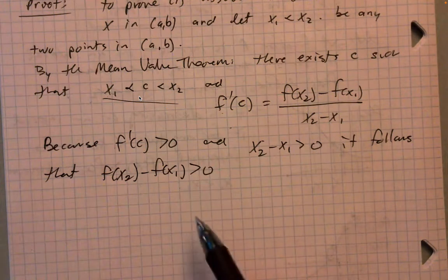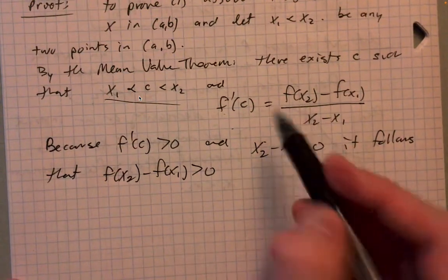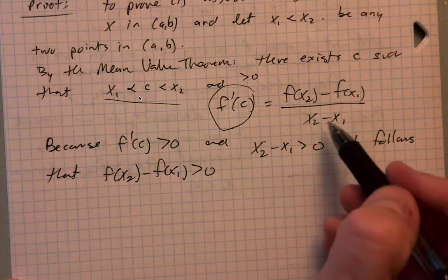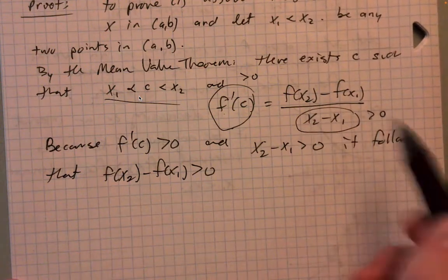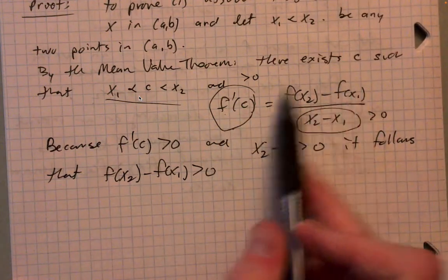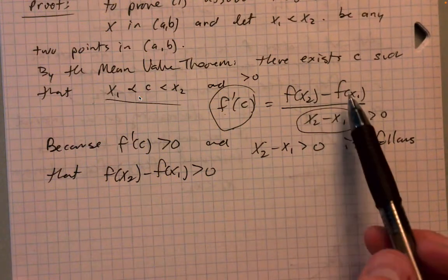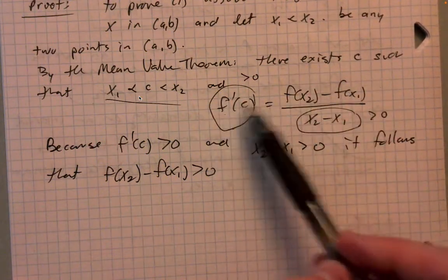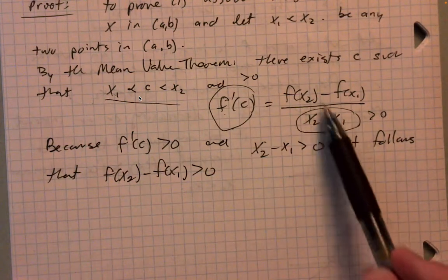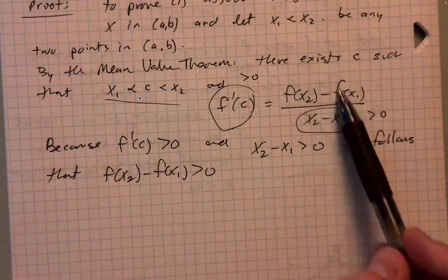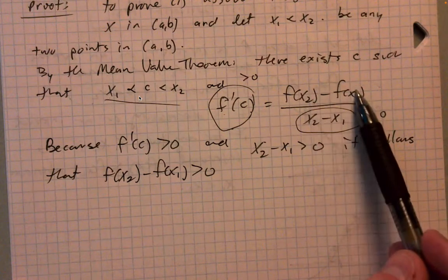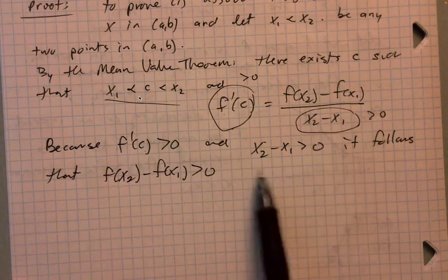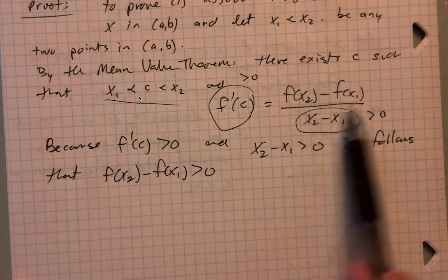Now, why does that follow? Well, if you look at this expression, we're saying this is greater than 0, and we know that this is greater than 0. Basic arithmetic tells you that if this is a positive number, and this is a positive number, then this can't be a negative number. It has to be positive as well. Because the denominator is positive, the numerator must be positive as well.